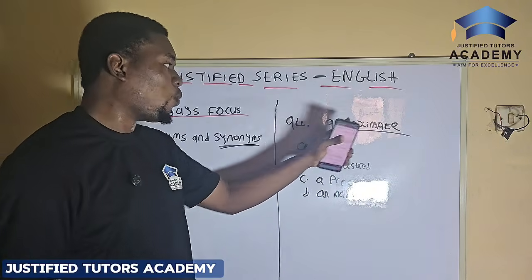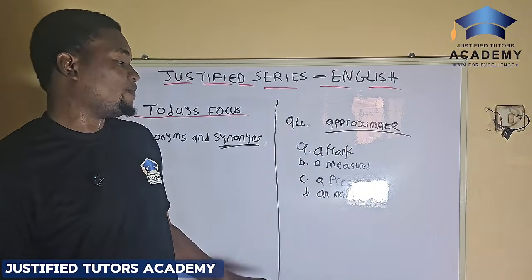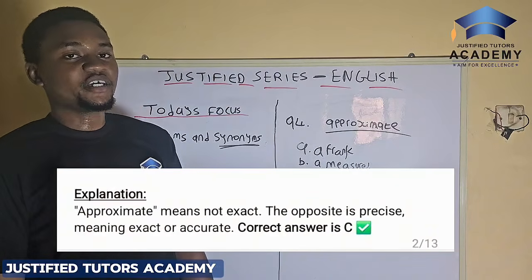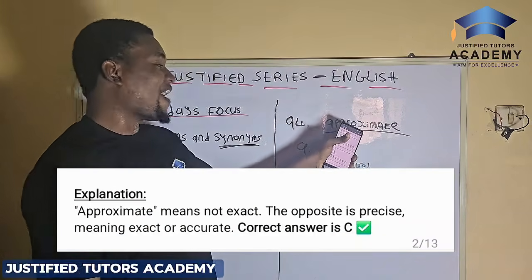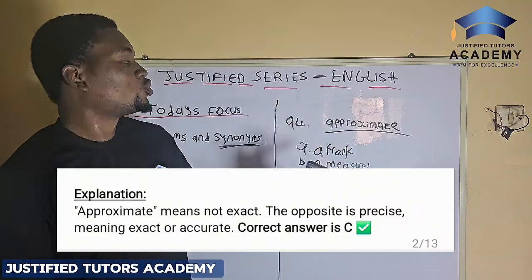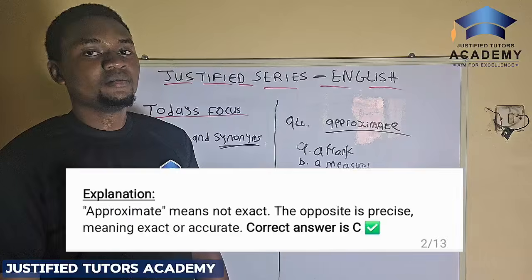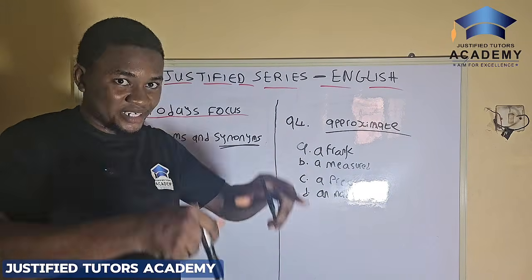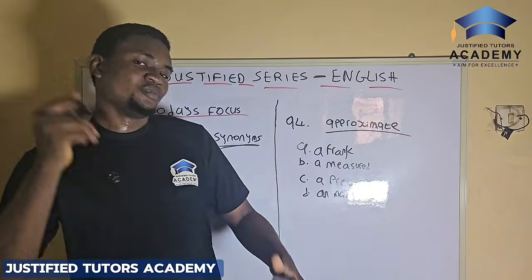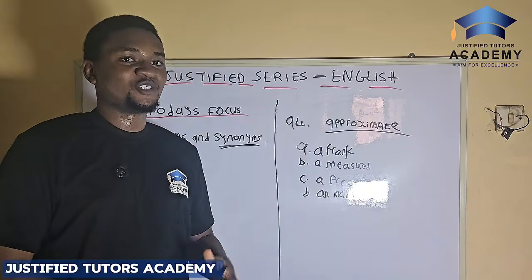So therefore, what is the opposite meaning to the word approximate? It means precise. Since approximate means not exact, the opposite meaning to not exact is exact, which is precise. Because exact is similar in meaning to precise. Precise, exact. Hope you get it now. If you got it correctly, kudos to you. And then let's move to question 5.